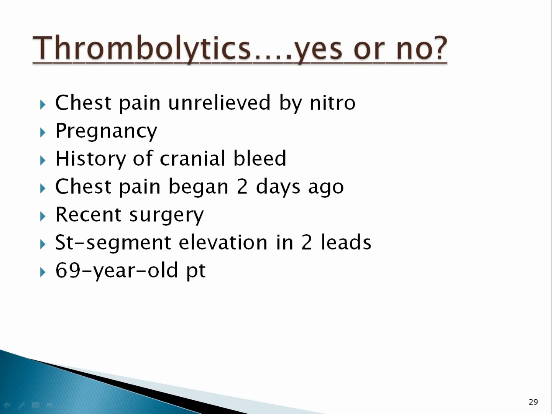From the list below, the patient with chest pain, unrelieved by nitro, and the patient with ST segment elevation and the 69-year-old are the only ones who should receive clot busters. The other patients are at too high a risk to be clotless. It's too late for thrombolytics for the patient who began having chest pain 2 days ago.